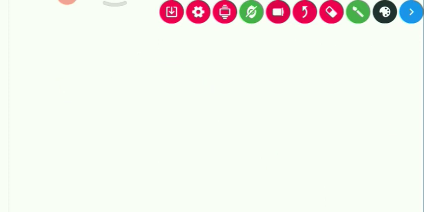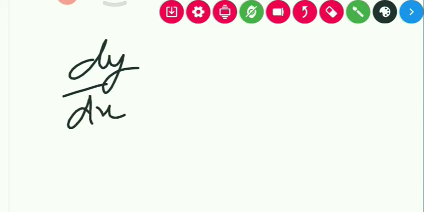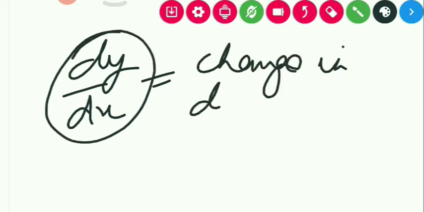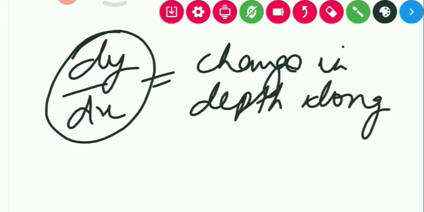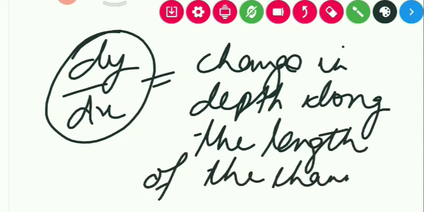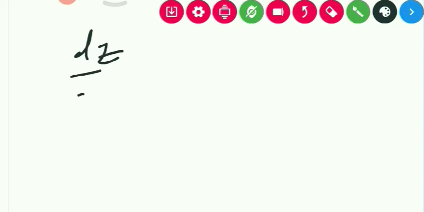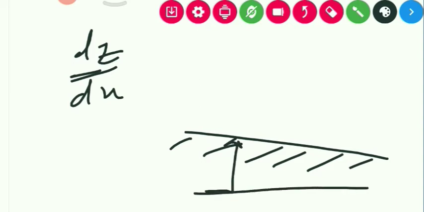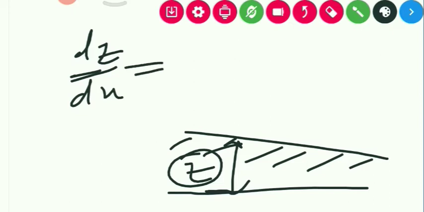Similarly, what is dy by dx? Dy by dx is the change in depth along the length of the channel. Okay, and what is dz by dx? What was z? Z was the height of the channel bed from the datum surface. Okay, so this is the channel bottom slope. So the bottom slope of the channel can be written as S naught.